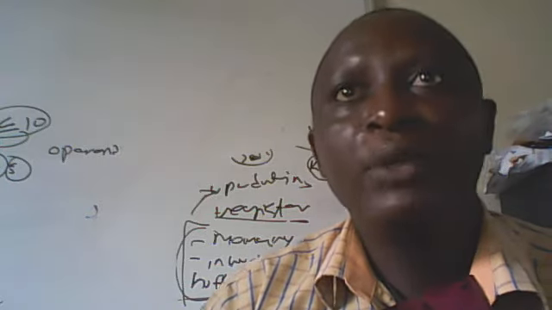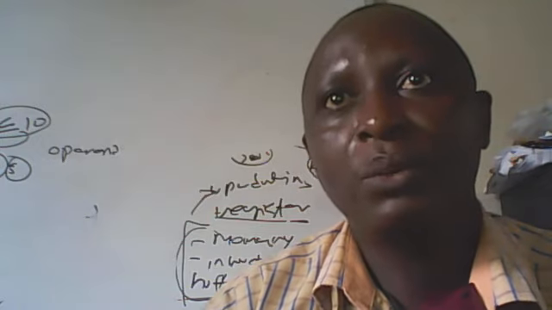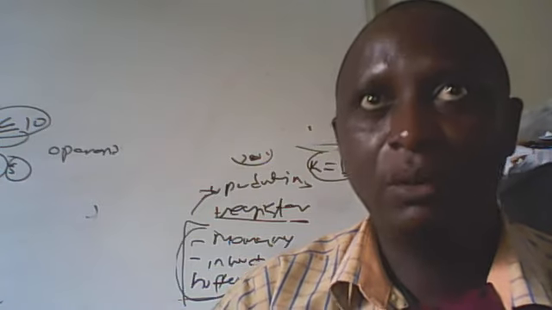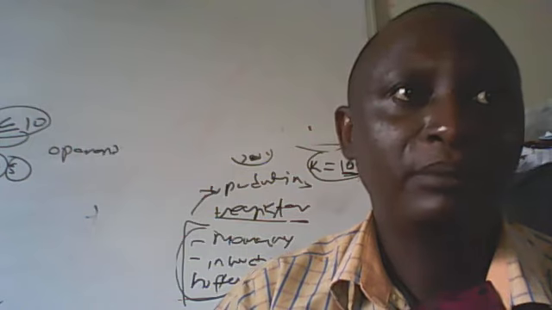Then other types of pointing devices: you have a trackball, you have a pointing stick, you have a touch screen, you have a joystick, you have a pen, you have a touchpad. Are we together? So all these are pointing devices that you need to know.